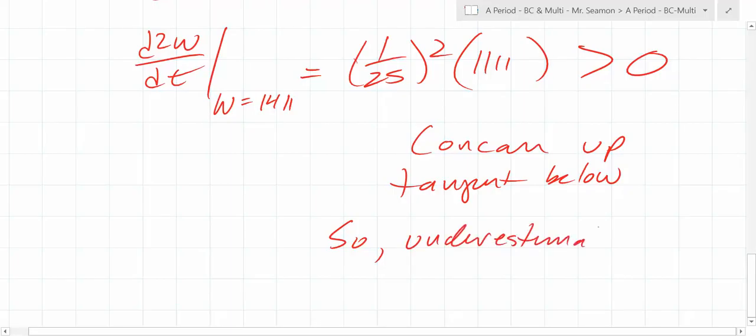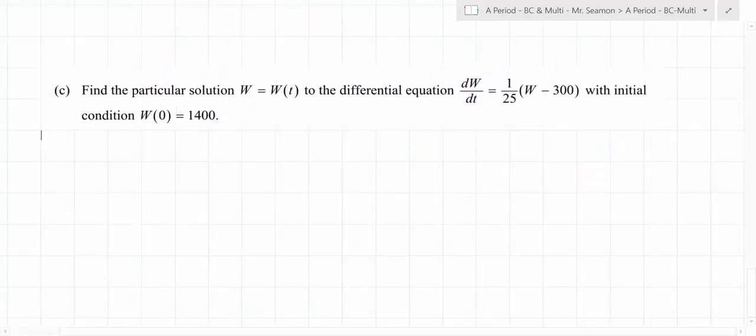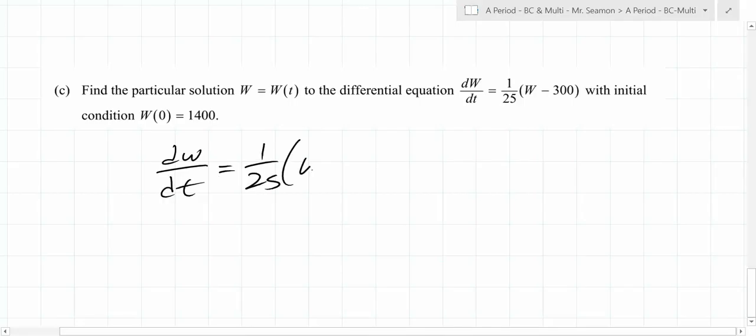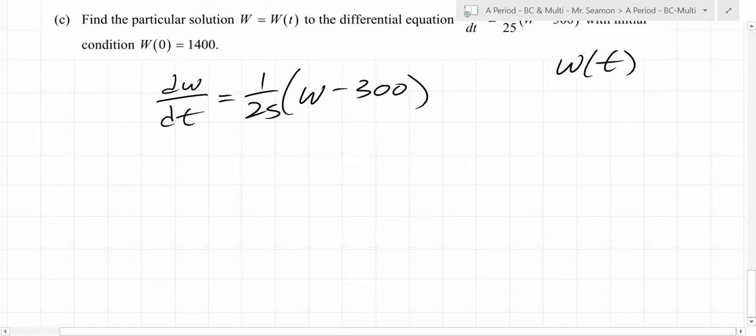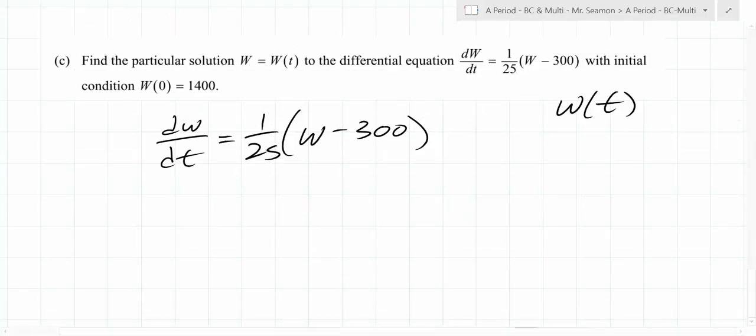Yeah. Look at that. We've done 2 of these so far, and concavity has come into play with regards to asking you whether your estimate is above or below. It's coming up twice. So look, you have dW/dt equal to 1/25 (W minus 300), right? We're looking for W in terms of t, right? So what do we have to do first? There's something you have to do first on these.